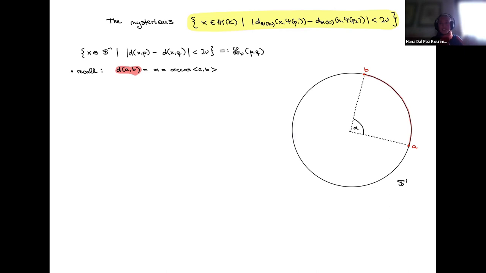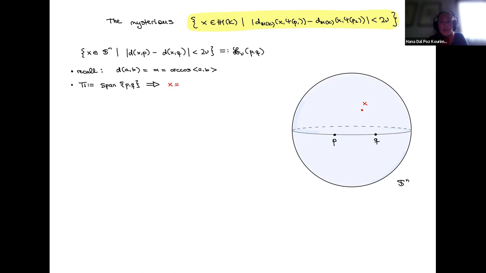So let's recall that the distance on the sphere is defined by the scalar product of the two points. This means in particular that you can represent any point x on the sphere as a sum of two vectors, if you think of Sn as lying in R n plus one in the vector space. One of the vectors lies in the plane spanned by the points P and Q, and the other is perpendicular to it. This is quite simple. You can use Gram-Schmidt for it, but there is always a unique representation like this.